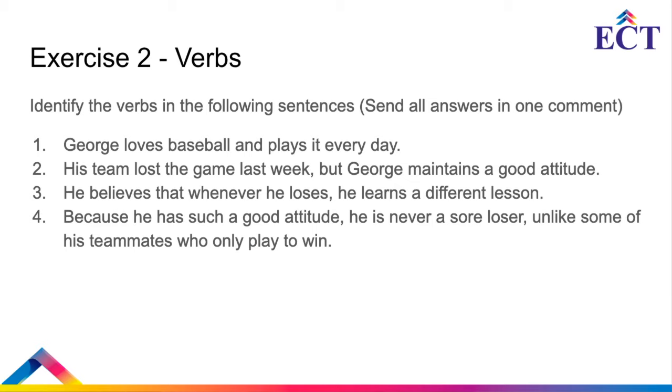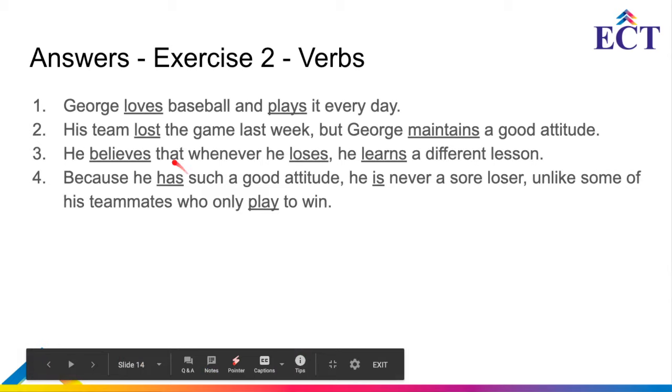No, here win will not be a verb. It is to win, which is gerunds and infinitive. We will study in the later class on how we change a verb into a noun. So here to win is a noun and not a verb. All right, so the correct answer in the fourth one is has, is, and play. So this is has, is, and play.